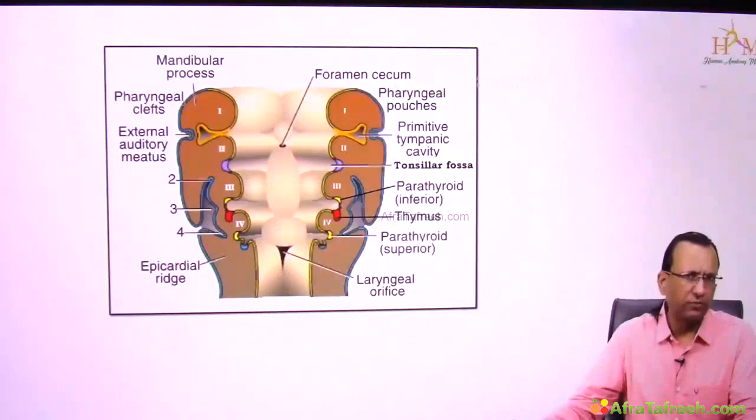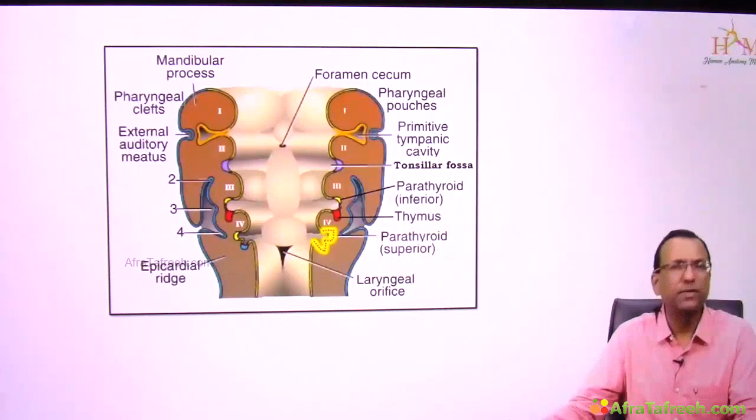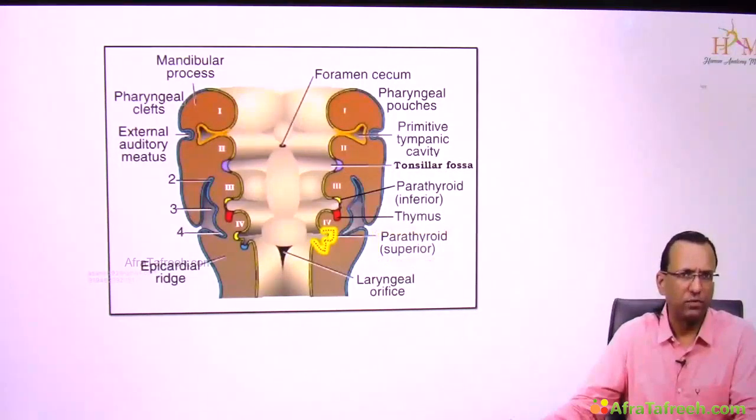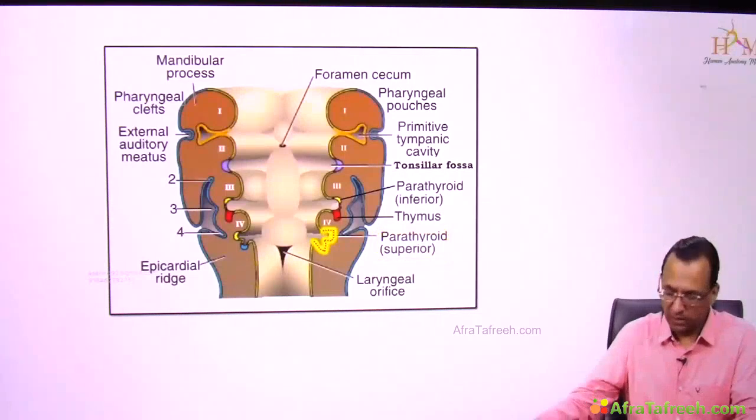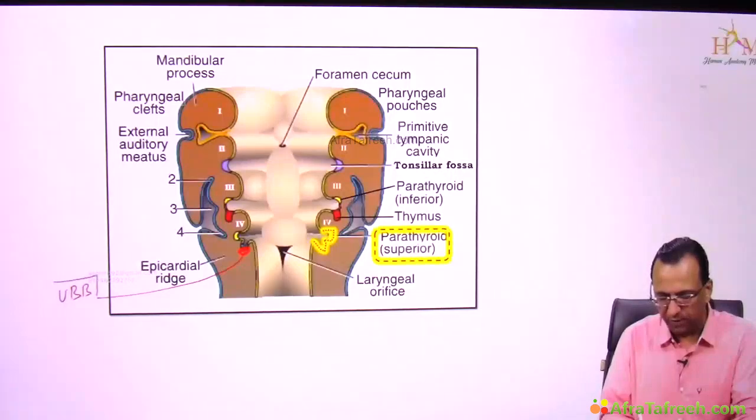Fourth pouch will form superior parathyroid. If it's a fourth pouch will form superior parathyroid, I see something more here. What is that? Where did you see? What did you see? This thing? What is this thing? This thing is ultimopharyngeal body. It is a vestigial remnant of the fifth pharyngeal pouch.